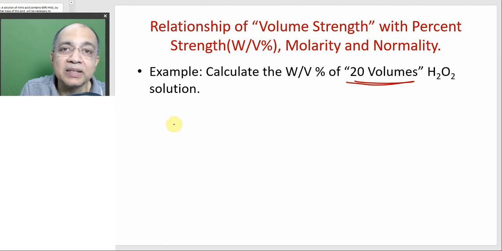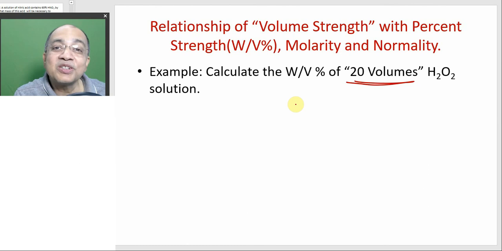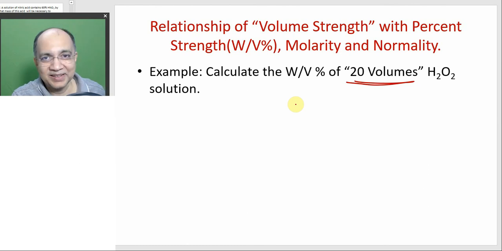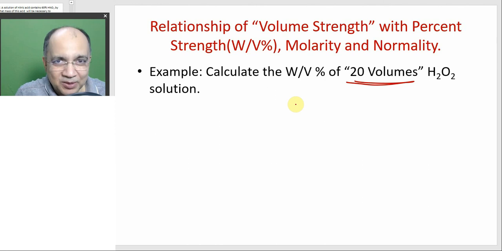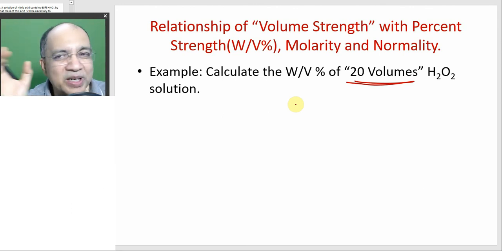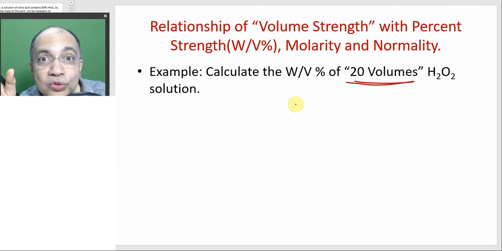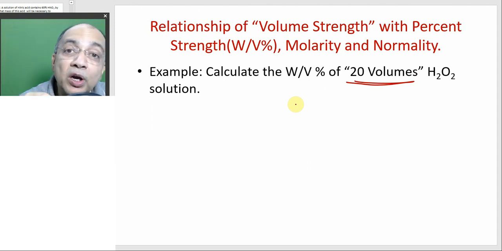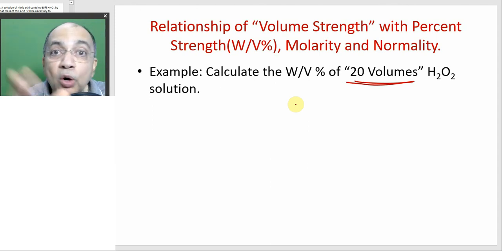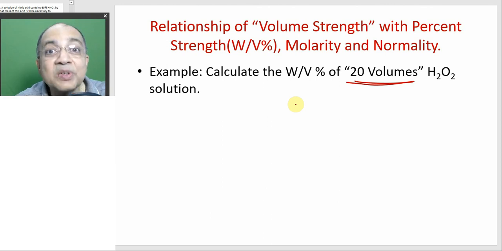What is its normality? So this is another concentration term strictly applicable for hydrogen peroxide, and it is expressed in the form of available oxygen gas in the gaseous state from a given volume of the liquid solution. So often students get confused. Volumes, they mistake it for a percent, W by V percent. No, nothing to do with percent here. But now we shall convert this to percent.